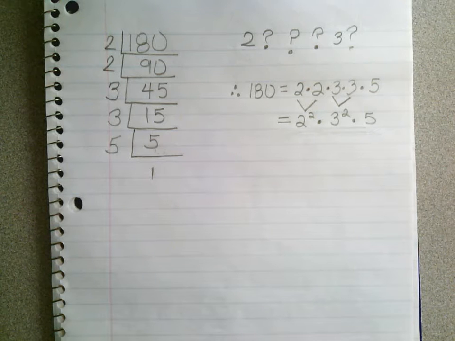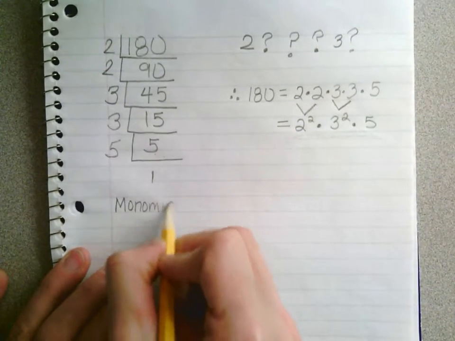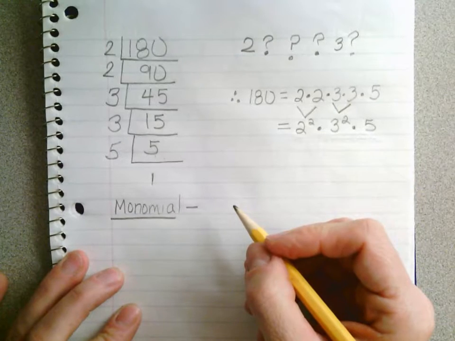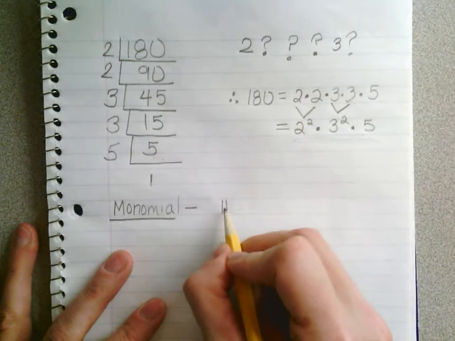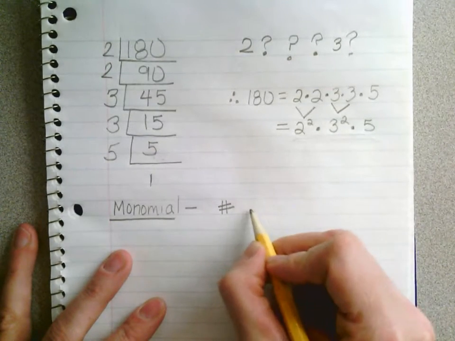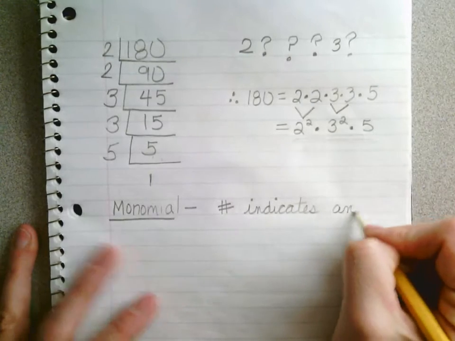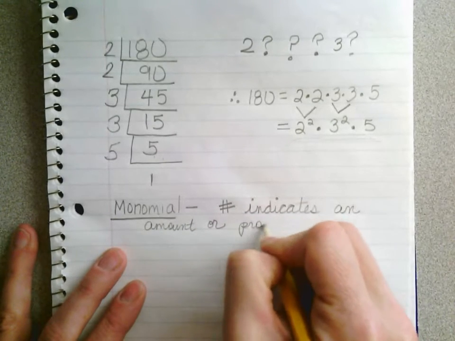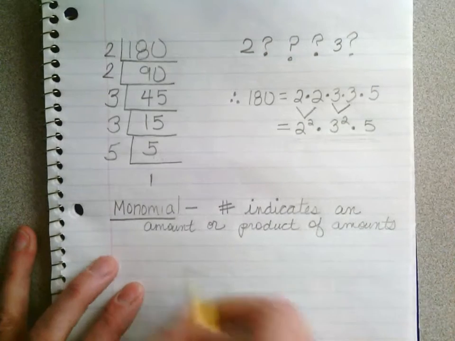Something that you may or may not have learned already, and I just have a couple more things to share with you, is the term monomial. They have a book definition. A monomial is a number that indicates an amount or product of amounts. What does that mean?